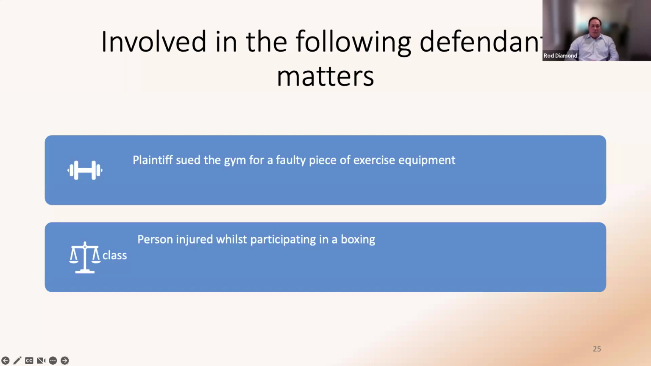Another defendant matter I was involved in was a matter where the injured person tried to sue a boxing trainer whilst participating in a boxing exercise class. So in that particular matter, providing a report for the lawyers acting for the defendant, we looked at, for instance, the plaintiff's history of sport. Did she have any pre-existing medical conditions? What was she doing at the time of the injury, alleged injury?